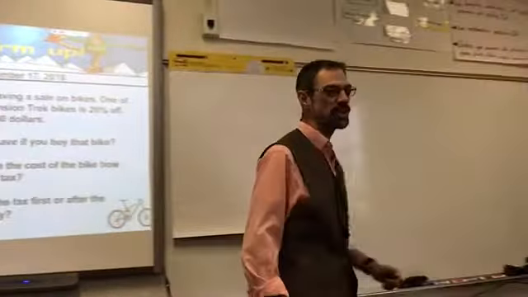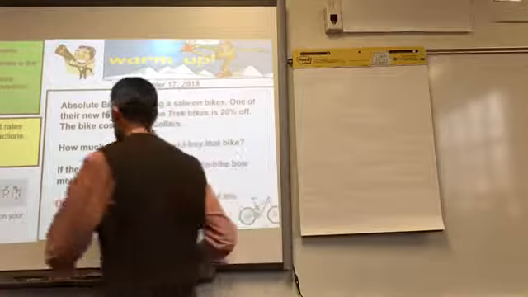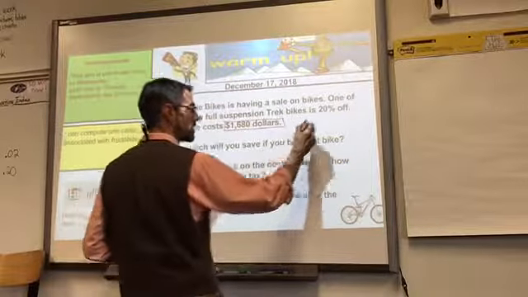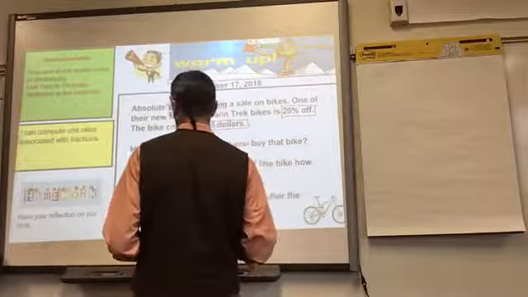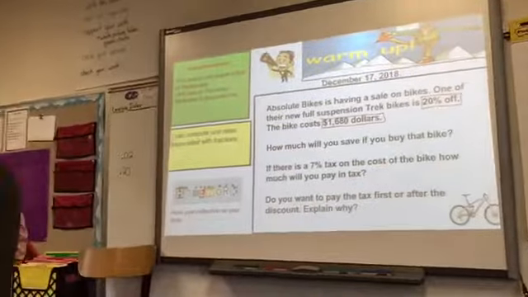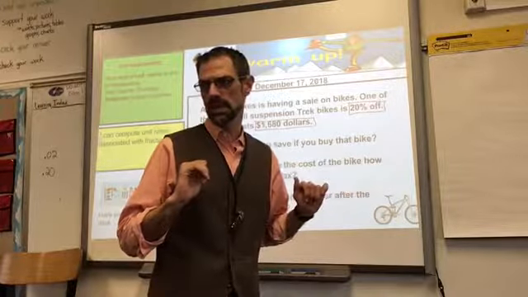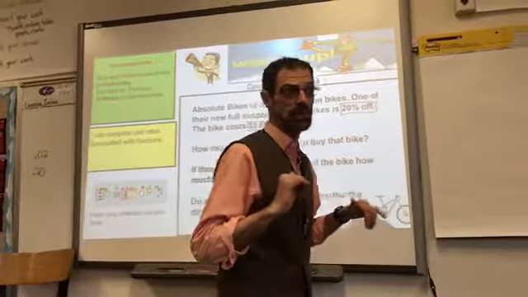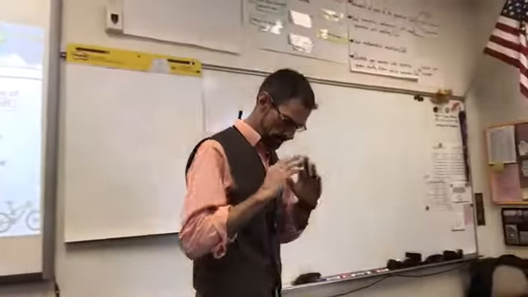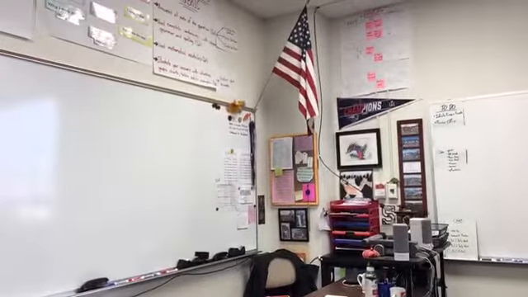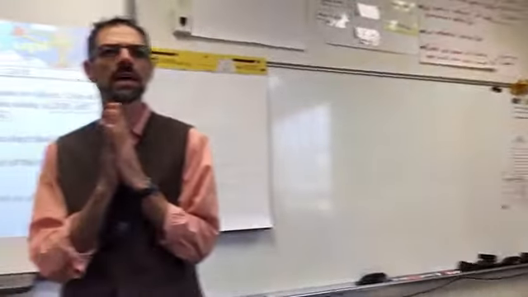So I'm hearing some really good conversation here. I've heard, well, we know quite a bit. We know that this is how much the bike is. We also know that we got 20% off. I heard some kids say, well, I think we have to divide because there's 20% off. I heard some kids say we need to multiply. So my question is, when we divide, what does dividing tell us?